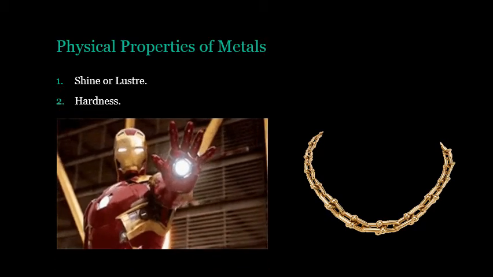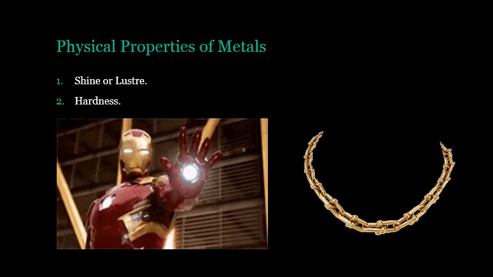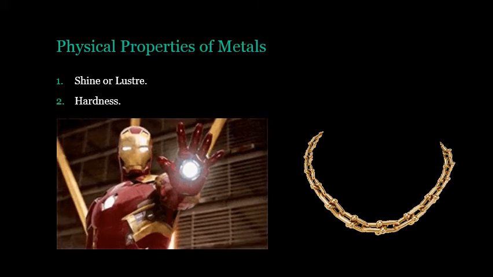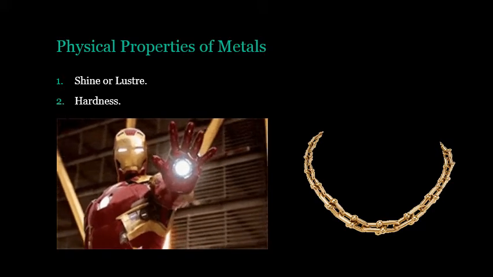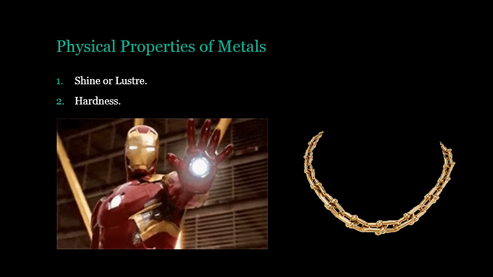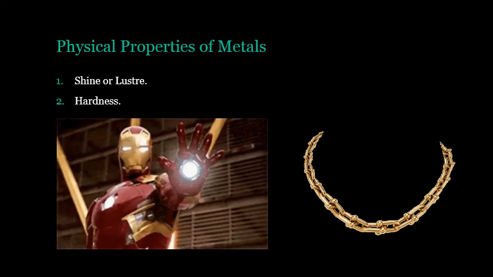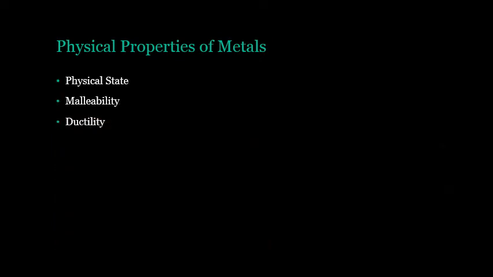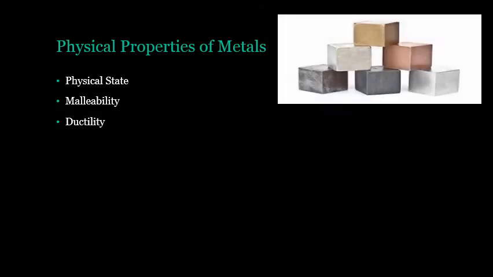Now see this picture of Iron Man. You know that the body of this Iron Man is made up of metal, and this metal is very hard. So all metals are very hard except mercury. Now next property, physical state. Metals are generally solid with one exception, that is mercury. Mercury is liquid at room temperature.